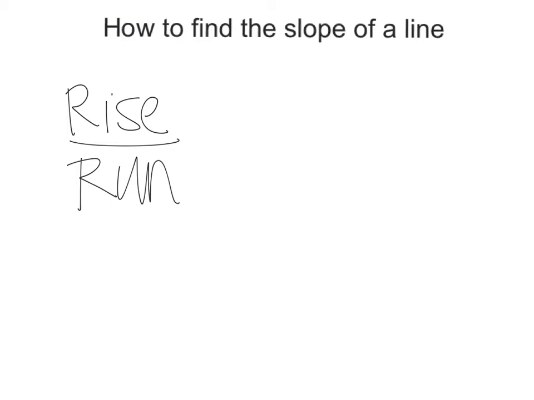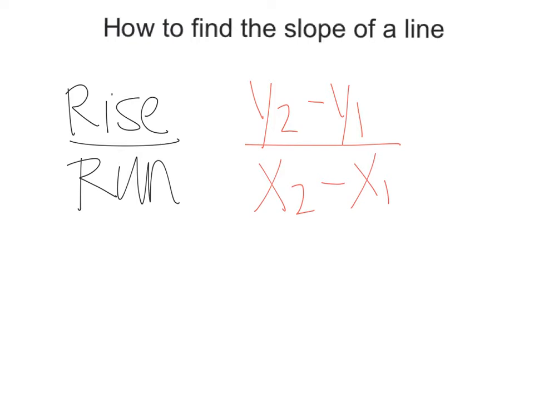There's also a formula for slope, and on top is going to go y2 minus y1. On the bottom, we're going to subtract x2 minus x1. I remember this because rise rhymes with y's, so I'm going to put the y's on top, and the x's are going to go on the bottom.